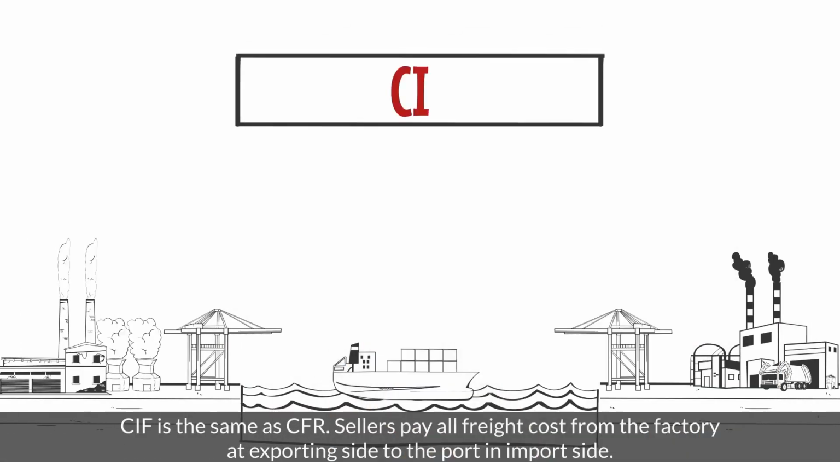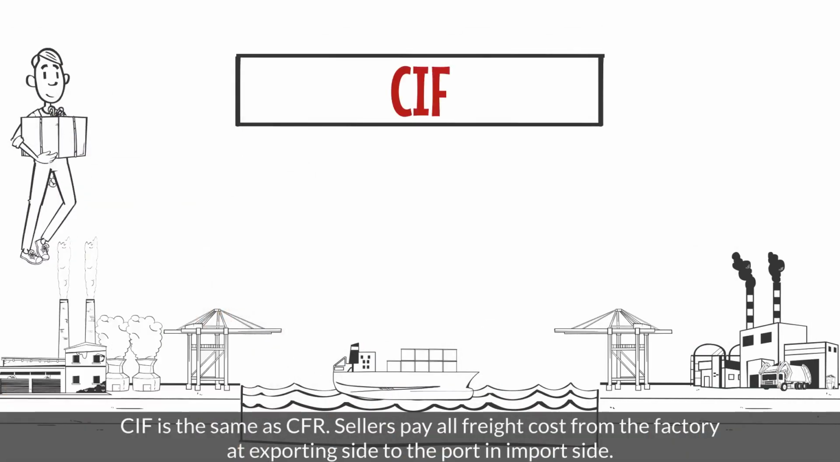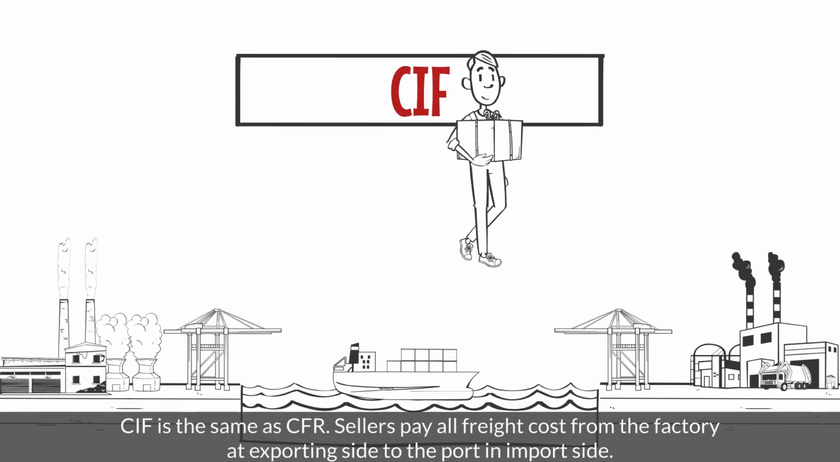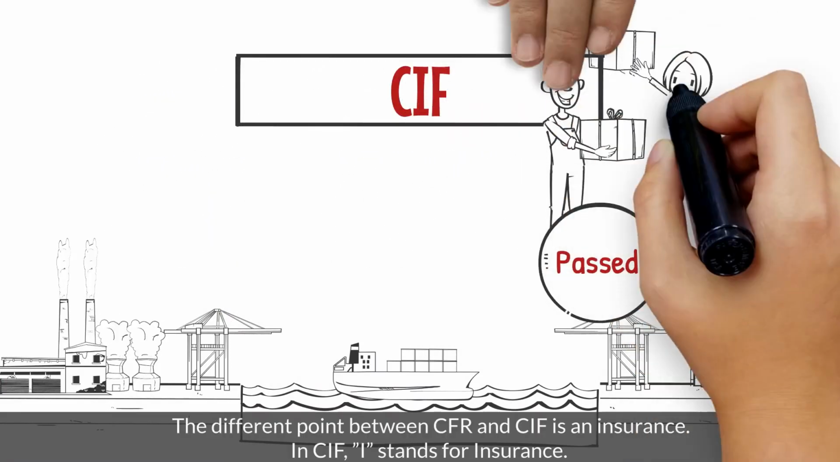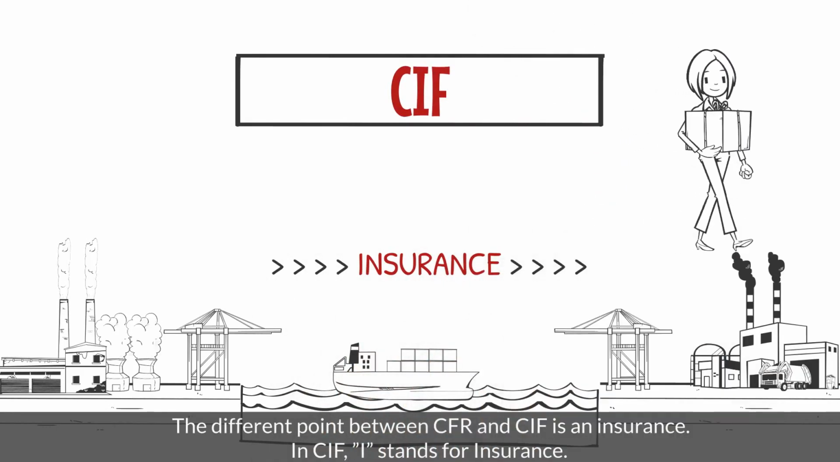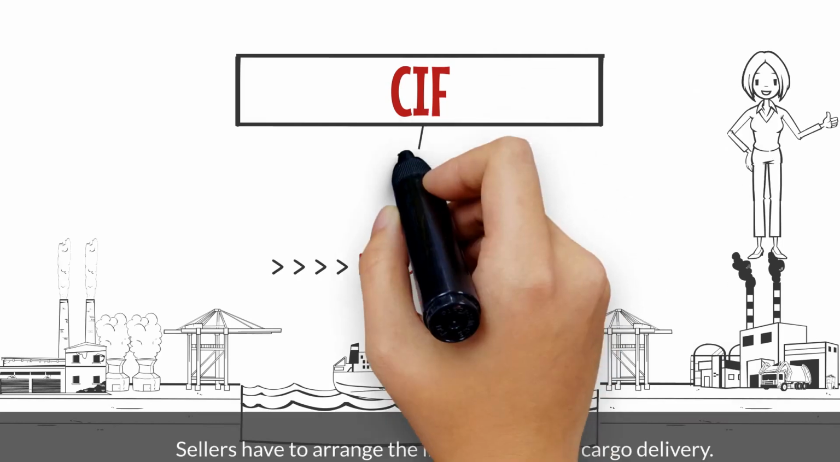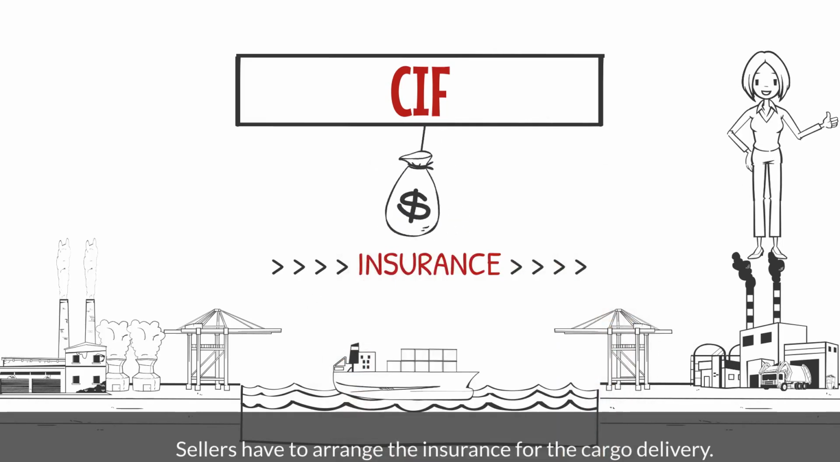CIF is the same as CFR. Sellers pay all freight costs from the factory on the exporting side to the port on the import side. The difference between CFR and CIF is insurance. In CIF, I stands for insurance. Sellers have to arrange the insurance for the cargo delivery.